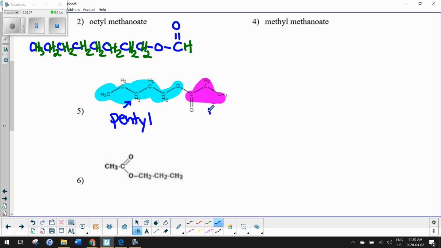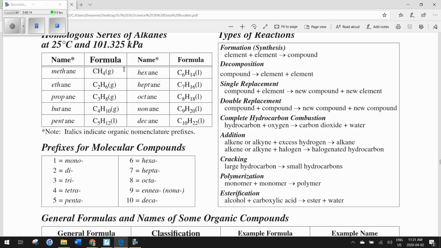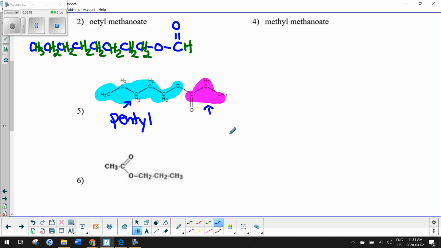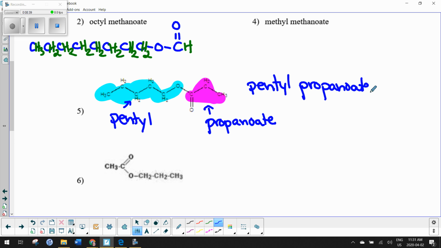Okay, now you look at your carboxylic acid side. There's 3 carbons. So you find 3, that is prop. Okay, so you're going to put prop. You keep the AN, and then you just add OATE. Now you just put it together. Pentyl propanoate. Pentyl propanoate is your final name.